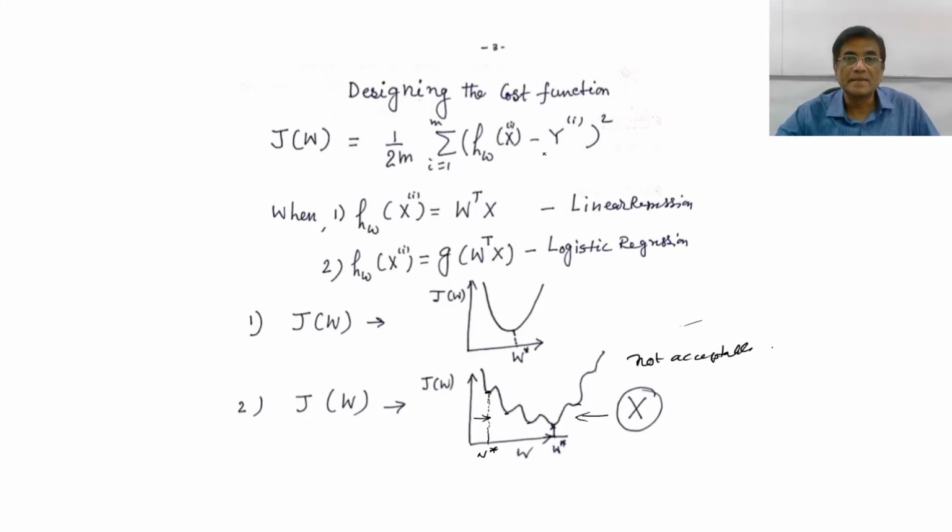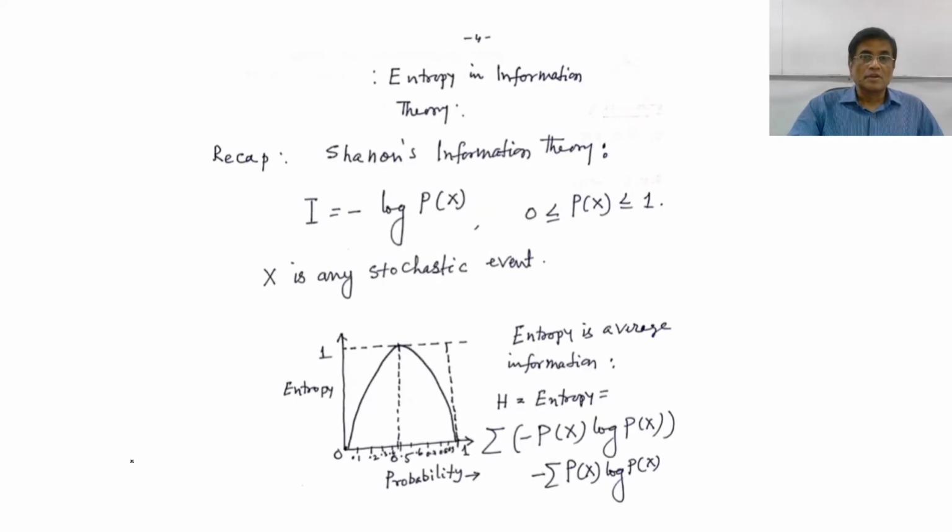So we cannot simply put the predictor as a sigmoid function and derive our cost function. Okay. So what to do? We are taking a digression and just recapping a little bit of information theory, Shannon's information theory. According to Shannon, information I is equal to minus log of probability of x, where probability lies between 0 and 1. X is any stochastic event.